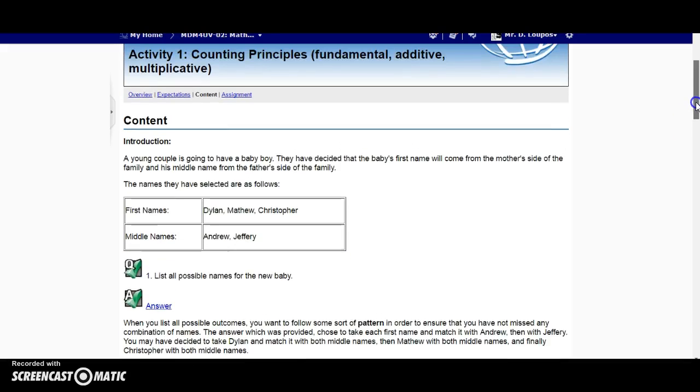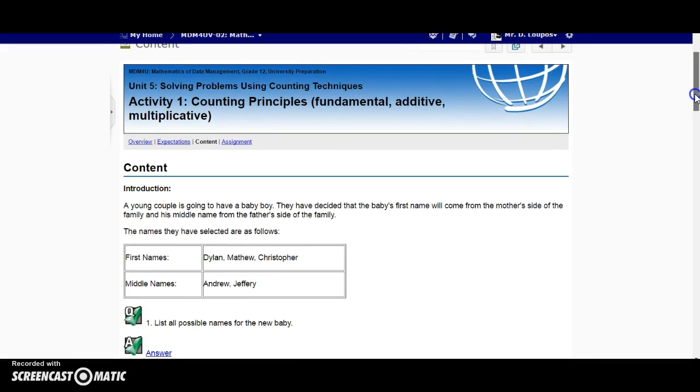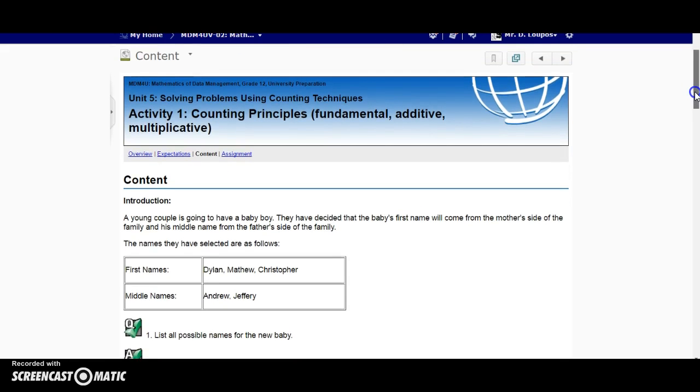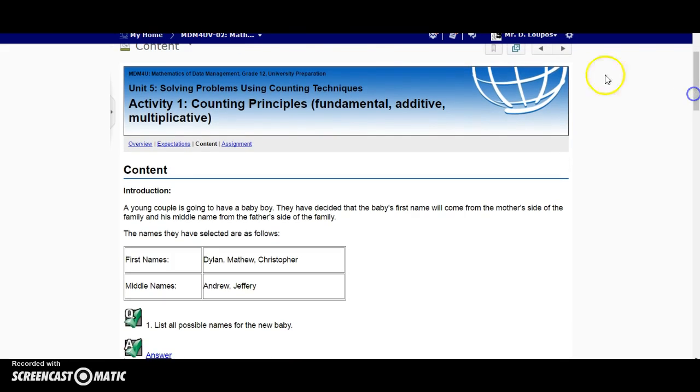Okay, guys, gonna go over the 5.1 or U5A1 material. So this is a little bit different now. This is solving problems using counting techniques. So we're getting into mathematics of probability and finite mathematics, and a little different than the stuff that we did up into including your big assignment. So this stuff's really neat.